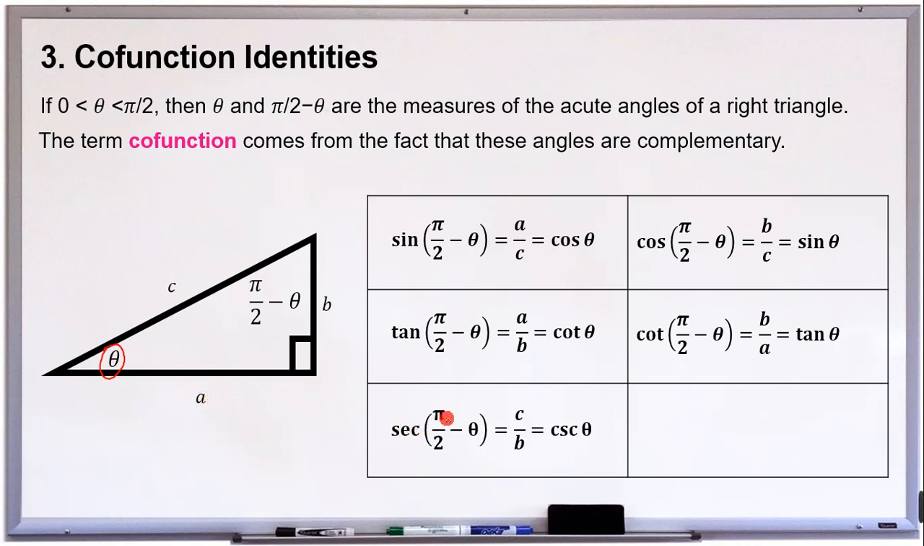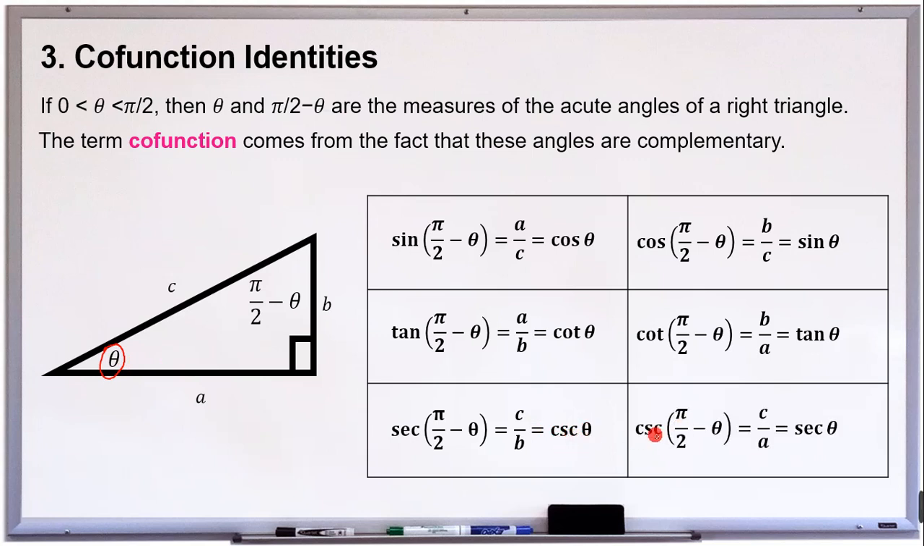Now, for the secant of 90 minus theta, or pi over 2 minus theta, secant is the reciprocal of cosine. That is the hypotenuse over the adjacent. So that's C over B. And in terms of the angle theta, C over B, C is the hypotenuse, and B is now the opposite side of theta. So we will use the reciprocal of the sine, and that is the cosecant of theta.